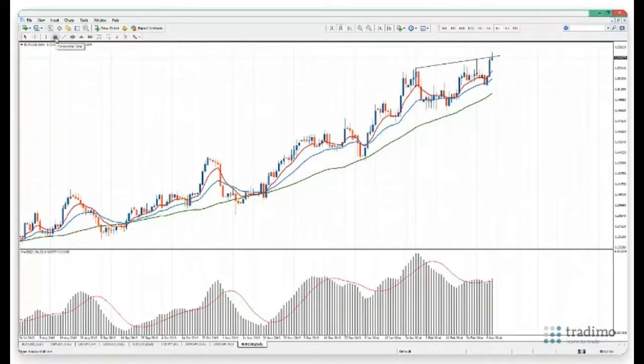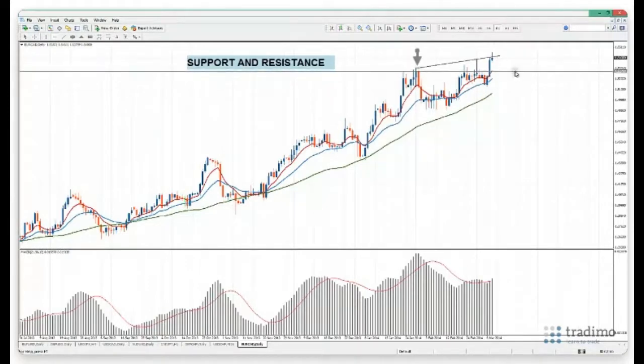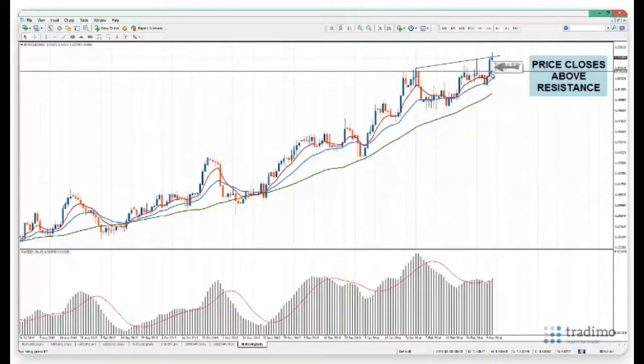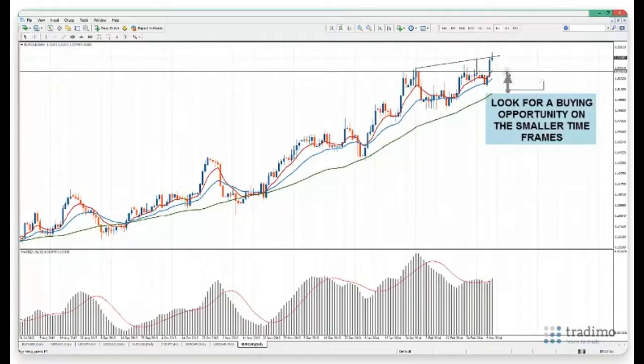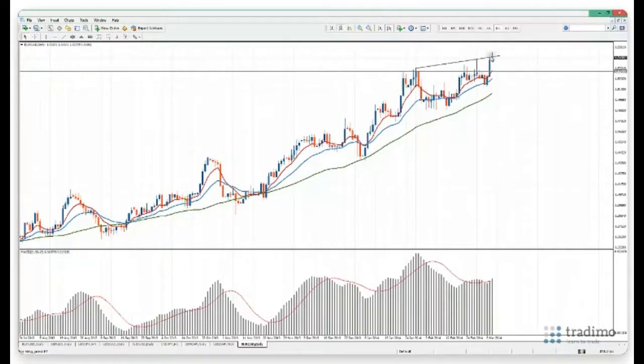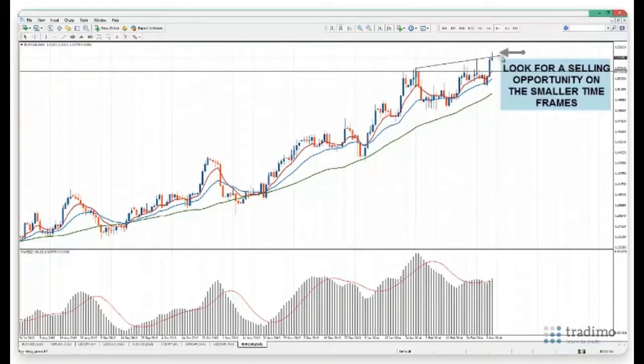We also want to note any levels of potential support and resistance. That's horizontal support and resistance. Now we've got a level across here. Price held as resistance. And you can see we've spiked through and then eventually we closed above. So if price did pull back to this area, I would look for a possible buying opportunity on the smaller time frame. And as we currently have price at a key level of resistance on a daily chart, I may look for a trading opportunity to the short side on the smaller time frame.